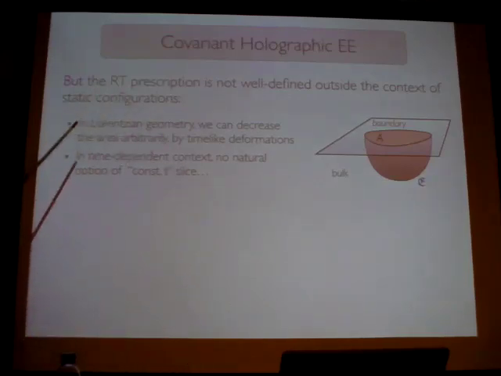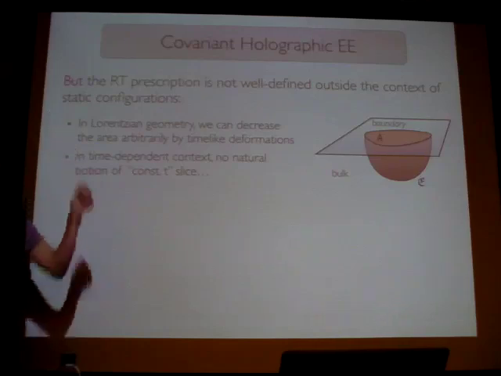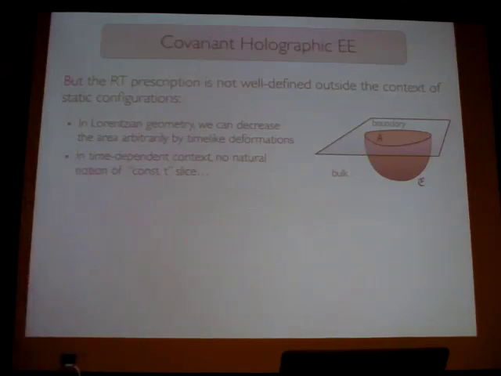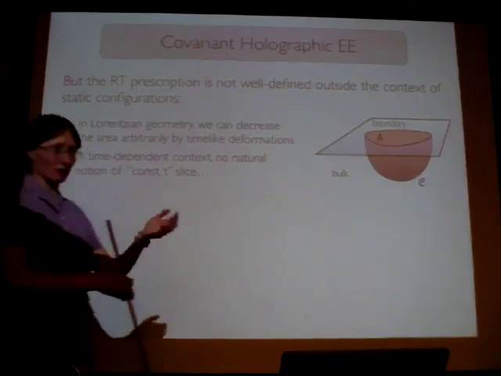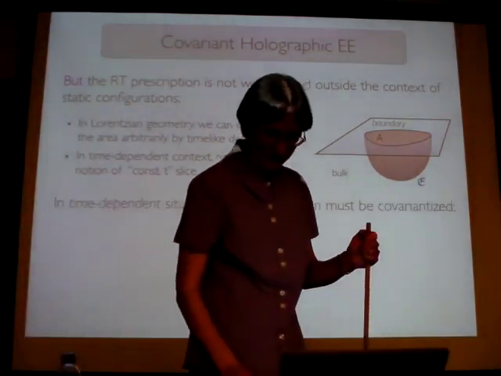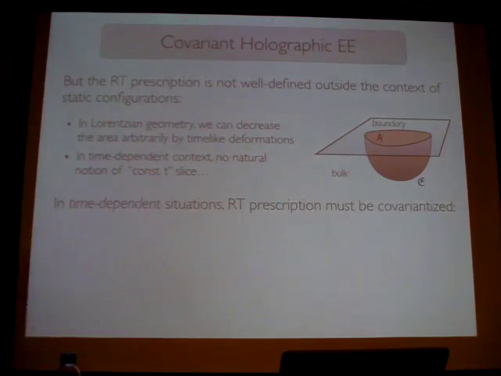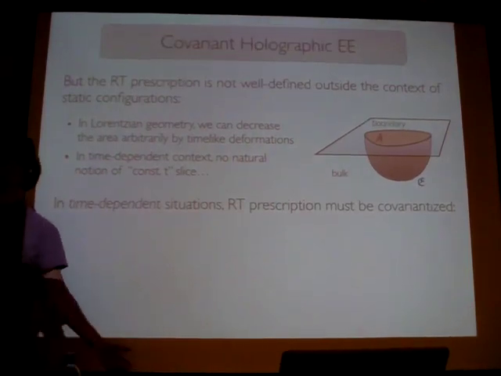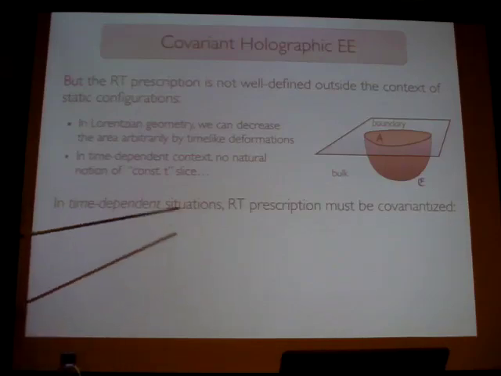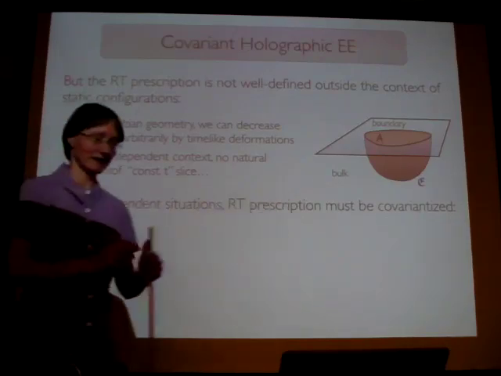So in Lorentzian geometry, one trouble is that you can, of course, decrease the area arbitrarily by rippling it in the time direction. And moreover, in the time-dependent context, there is no natural constant time slice. That's just some coordinate artifact. All right, so for more general geometries that depend on time, we have to covariantize, we have to generalize the prescription in a geometrically well-defined way, so that it's applicable in general.